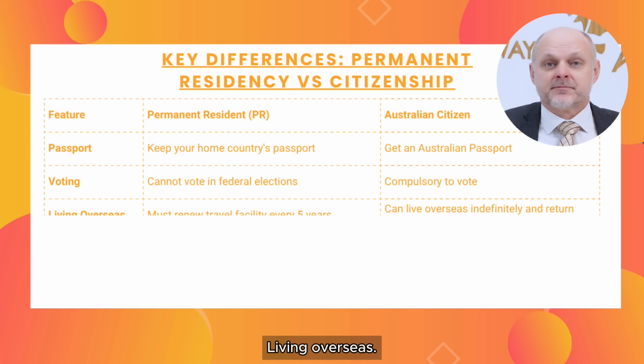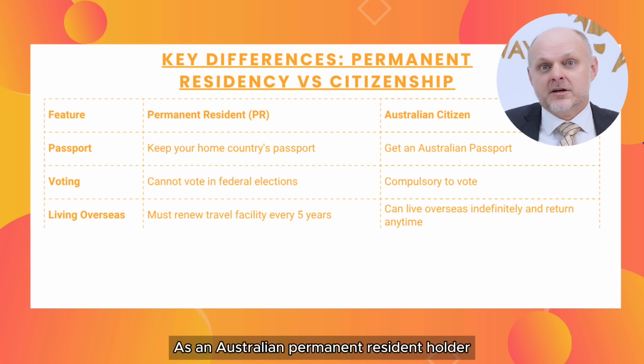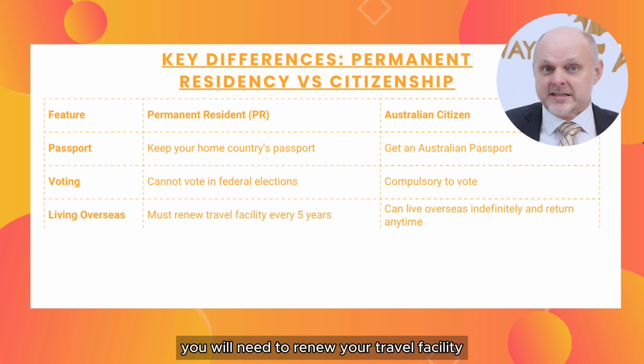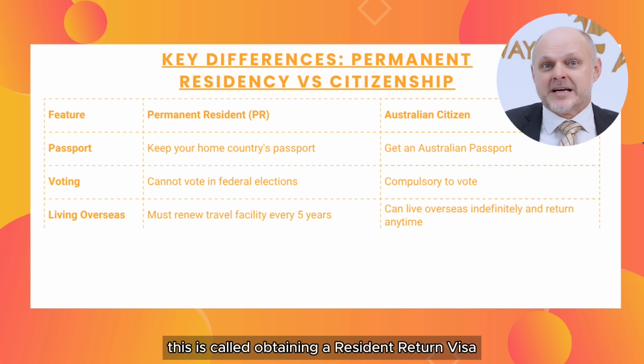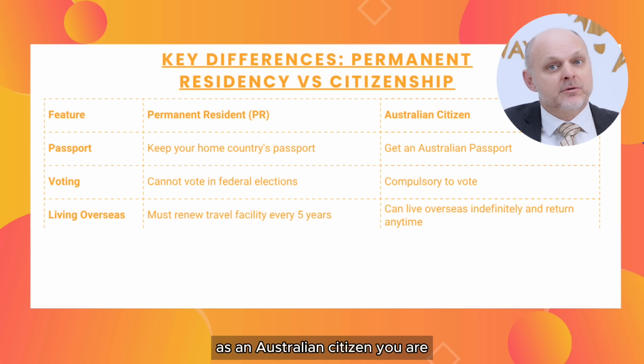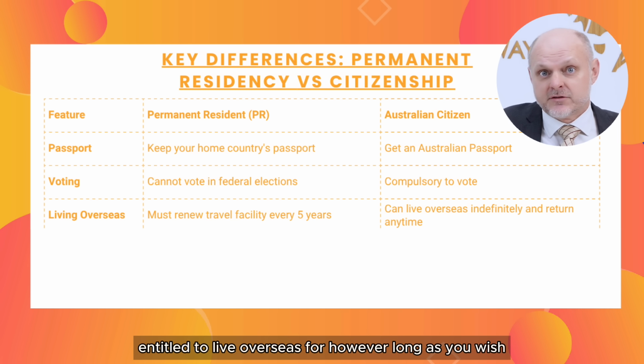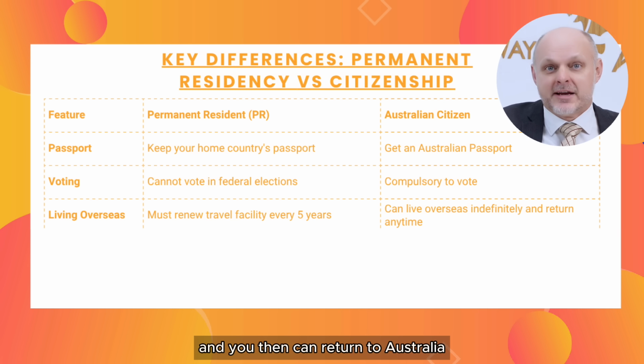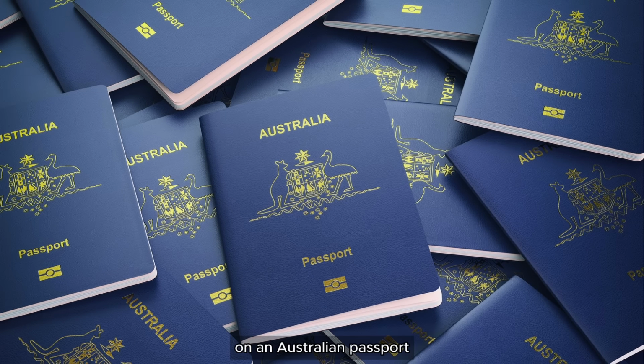Living overseas. As an Australian permanent resident holder, you will need to renew your travel facility every 5 years. This is called obtaining a resident return visa. As an Australian citizen, you are entitled to live overseas for however long as you wish, and you then can return to Australia on an Australian passport.